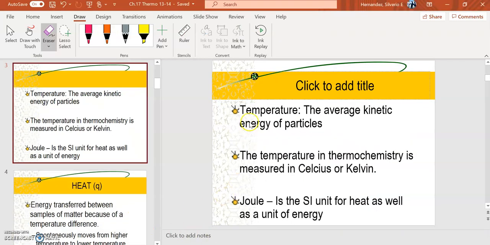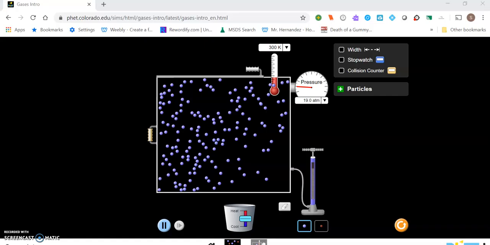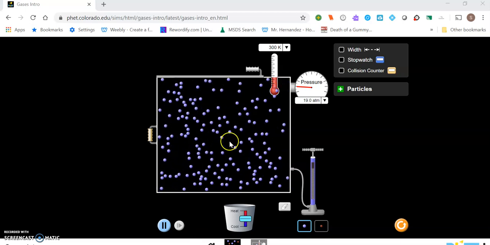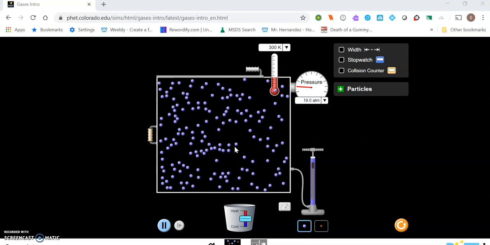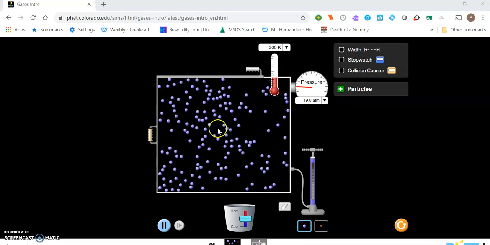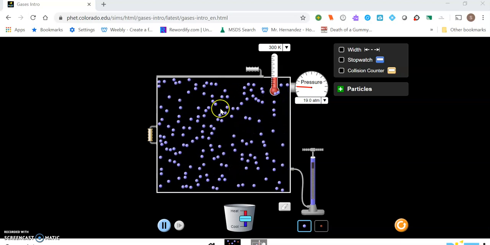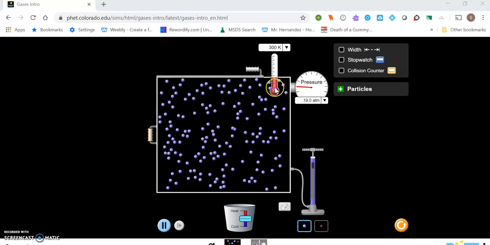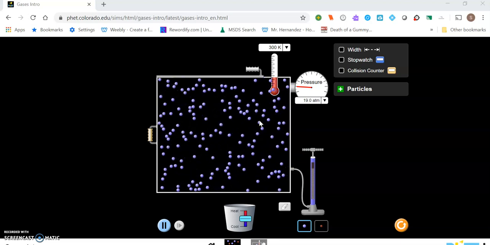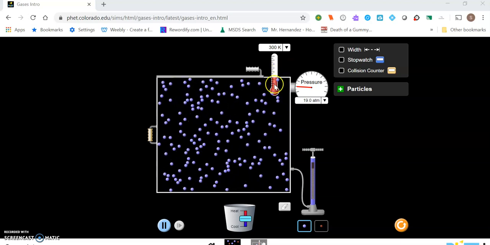So looking at temperature, temperature is the average kinetic energy of particles. And so if I take a look at the particles that are inside this container right here, if I wanted to measure their temperature, then I would have to take an average of all of the movement of all the particles that are hitting this thermometer over here. And that average kinetic energy for all the particles would give me a temperature.